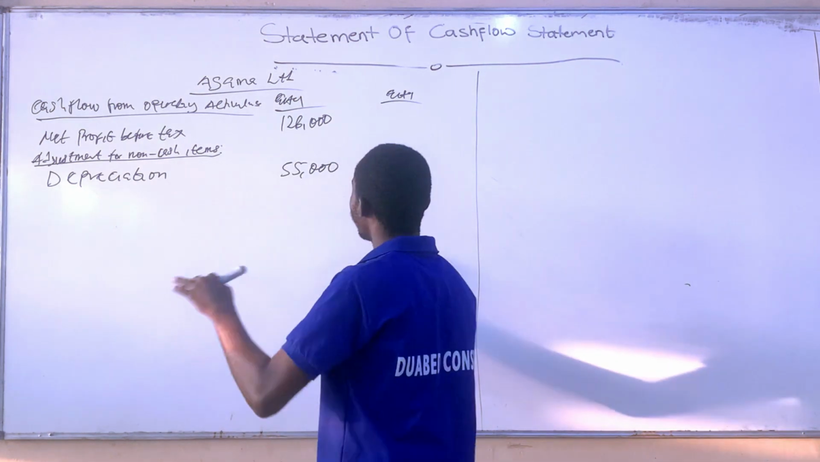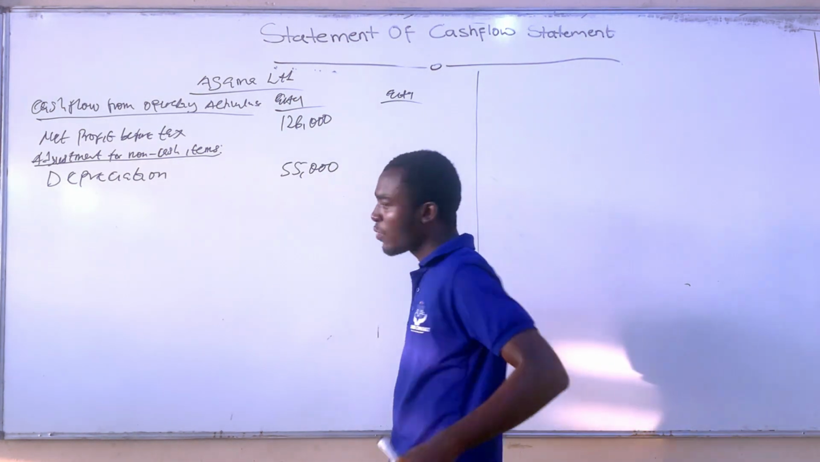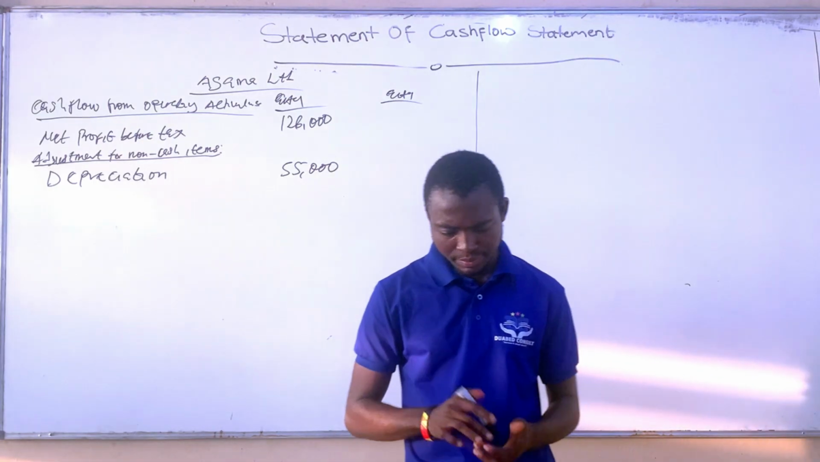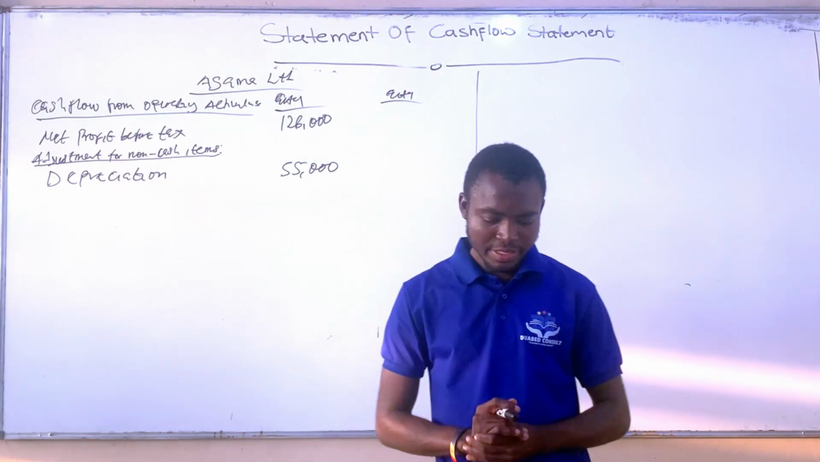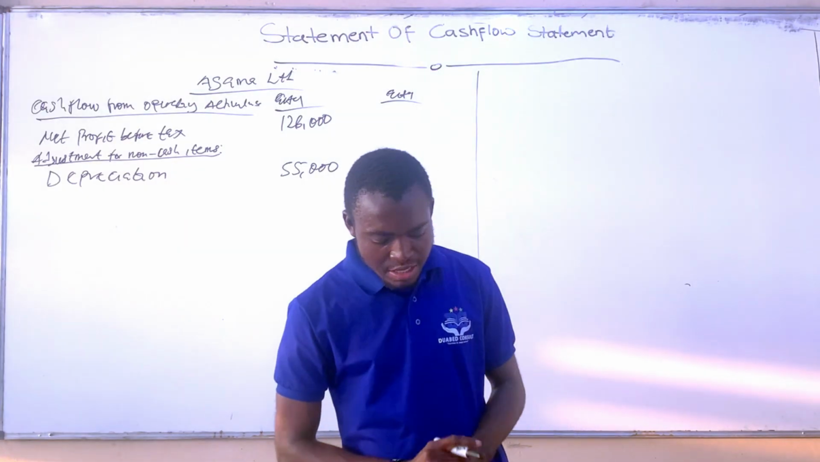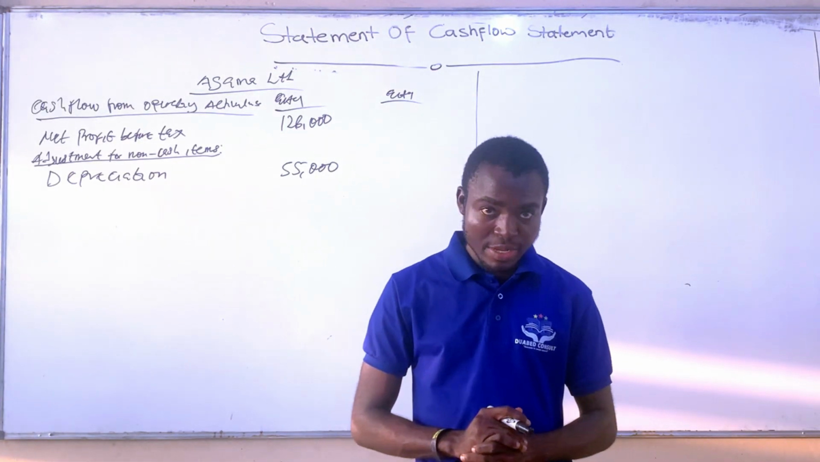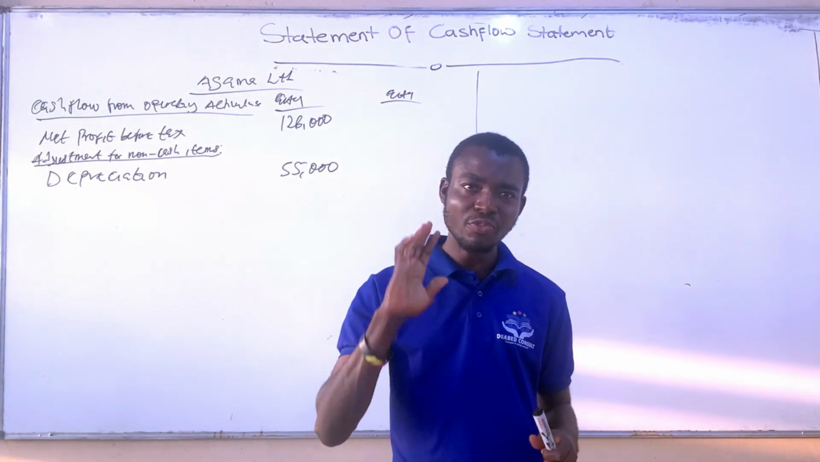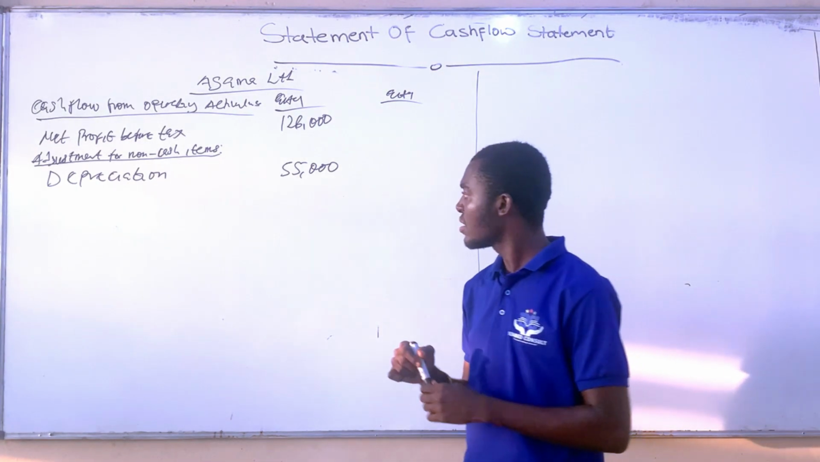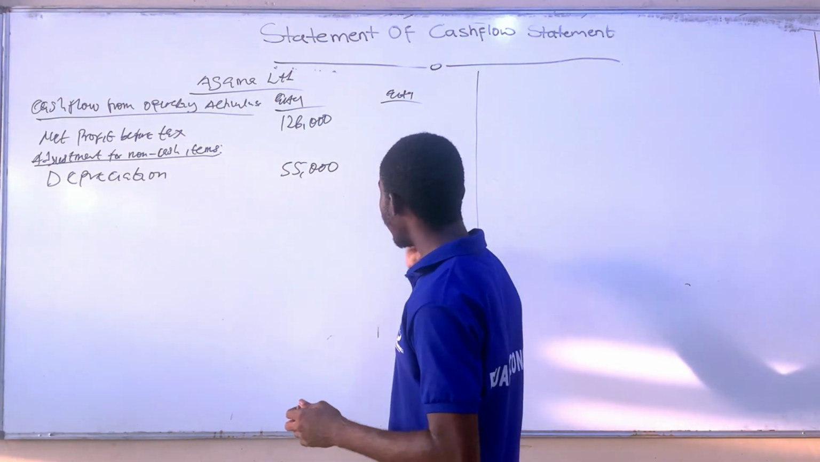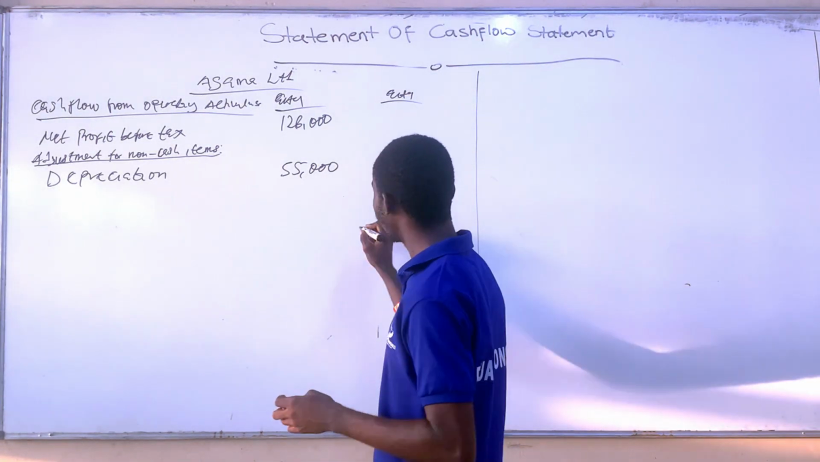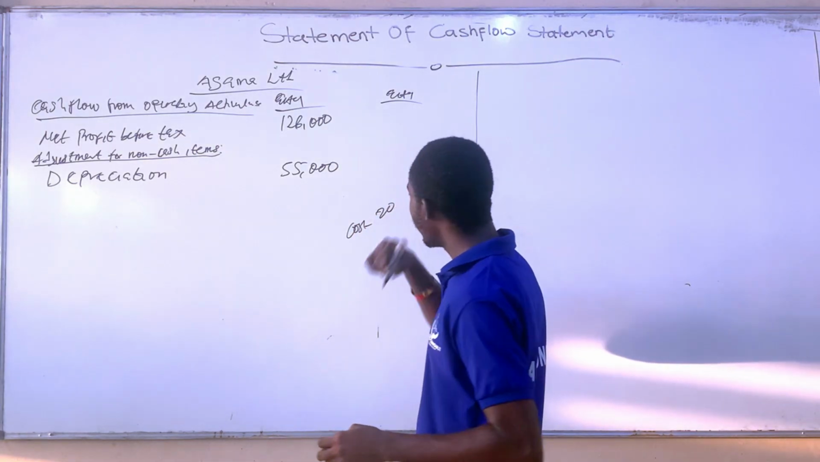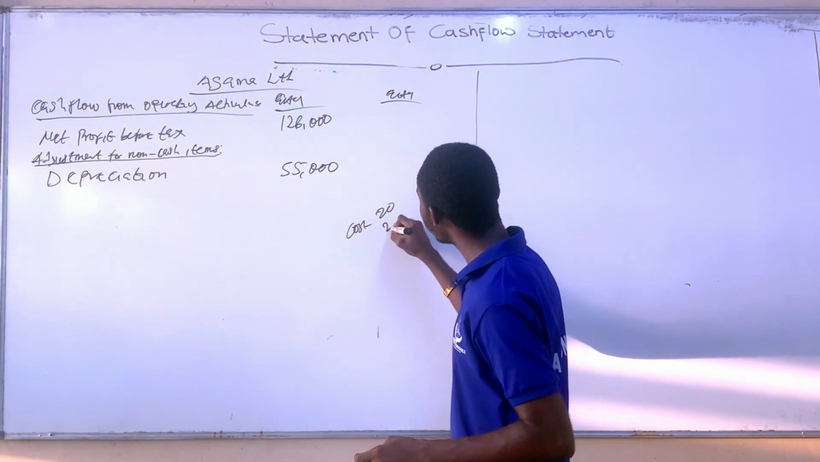So that's how they consider that to calculate the depreciation charge. And also, in additional information, it was stated that an investment of 20,000 was sold for 24,000. So the cost of the investment is 20,000, and then it was sold for 24,000.